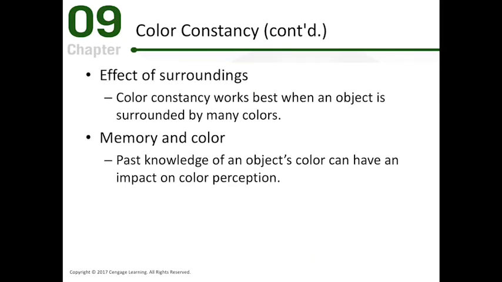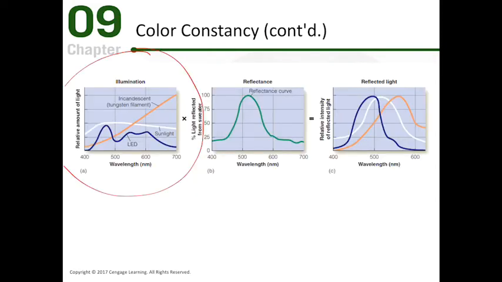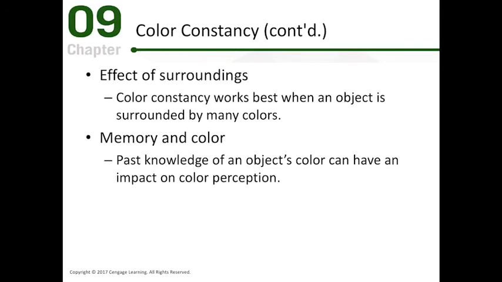Now, let's go back here, and we talked about this idea of reflectance. When we consider how important the surroundings are, we know that our visual system uses information provided by the way that objects in a scene are illuminated, and we use this to estimate the characteristics of illumination, and we also make adjustments based on that.